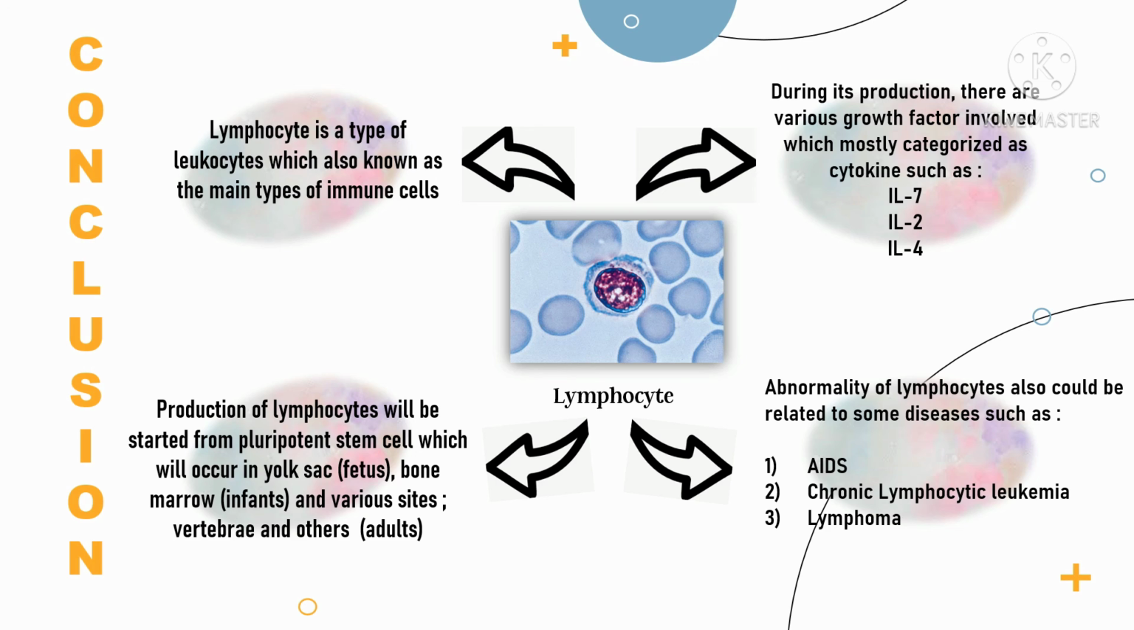Unfortunately, abnormality of lymphocytes could also be related to some diseases such as AIDS, chronic lymphocytic leukemia, and also lymphoma.